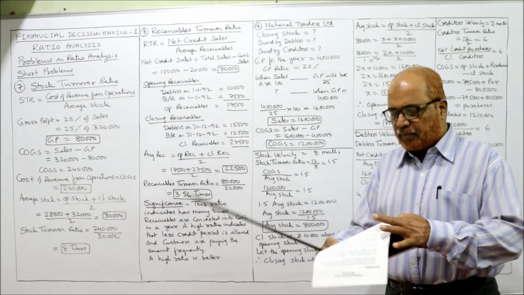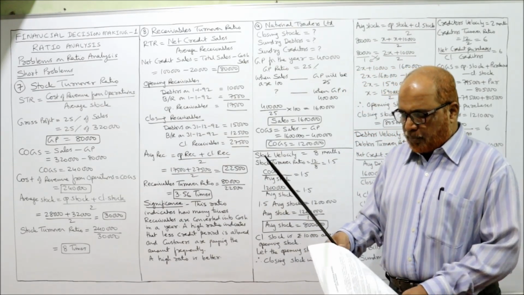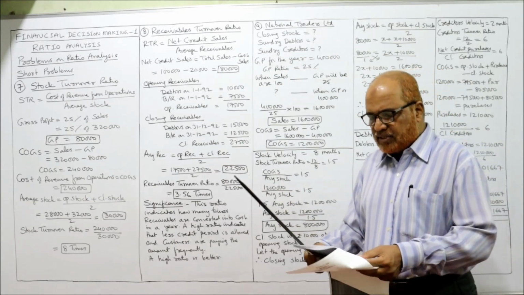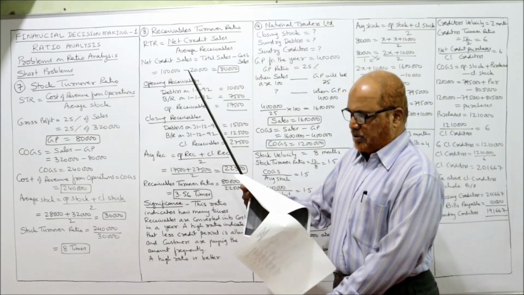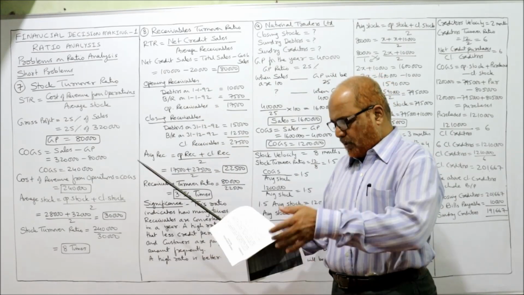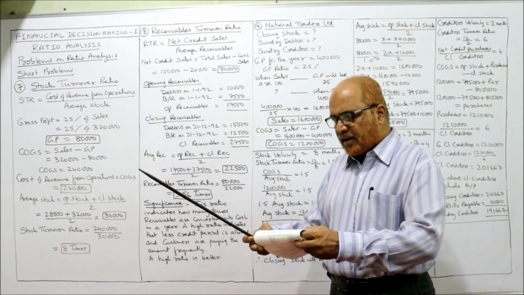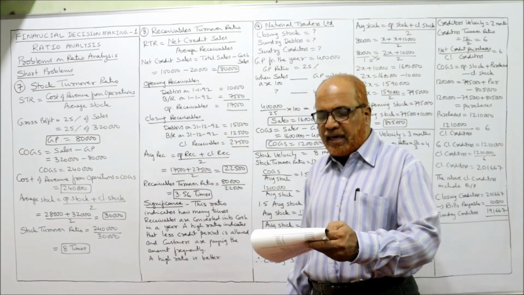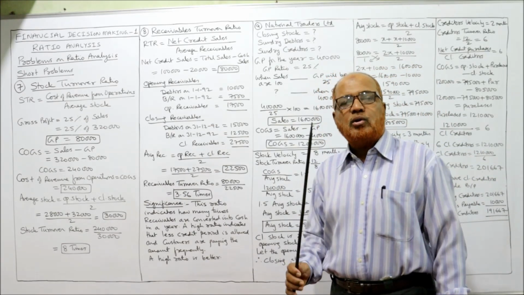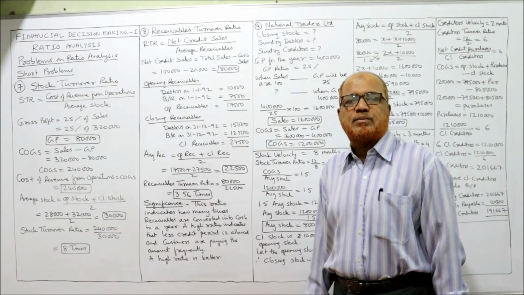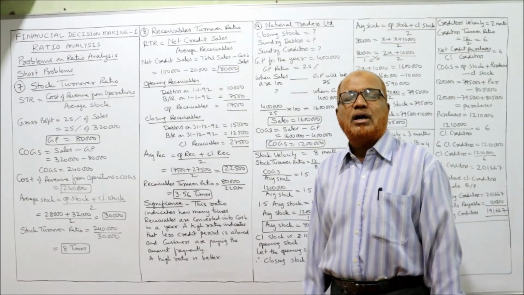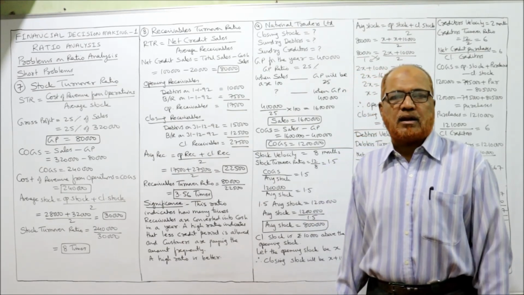See the 8th problem. Problem number 8. Following are the ratios relating to the activities of national traders. The 8th problem is: calculate the receivables turnover ratio from the following figures and explain its significance. Not only it is asking you to calculate, but also to give the significance of this ratio. Which ratio? Receivables turnover ratio.